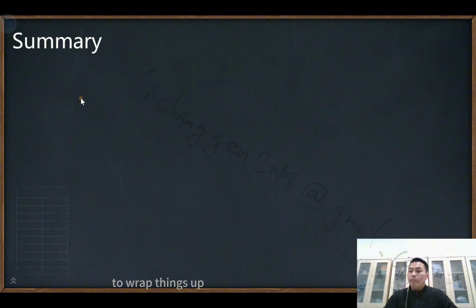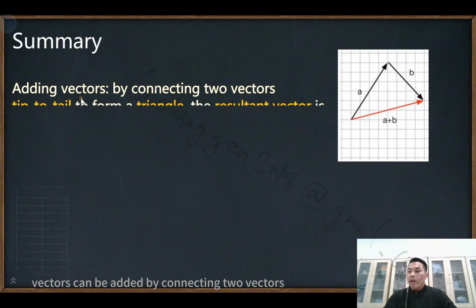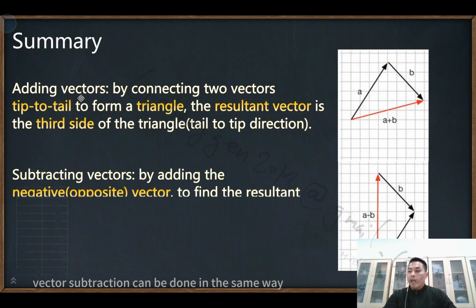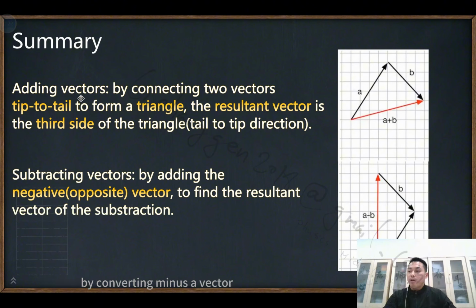To wrap things up, vectors can be added by connecting two vectors tip to tail to form a triangle, and the resultant vector is the third side of the triangle. By using the Pythagorean theorem and trigonometry, we can find the magnitude and direction of the resultant vector. Vector subtraction can be done in the same way by converting minus a vector to plus the negative vector, just as shown in the figures.